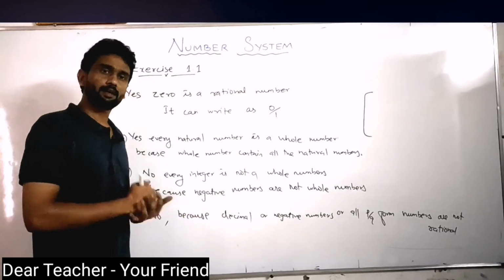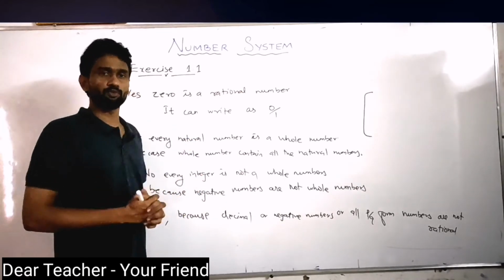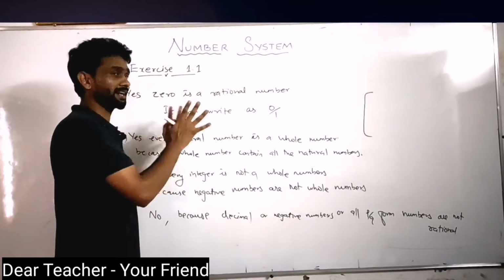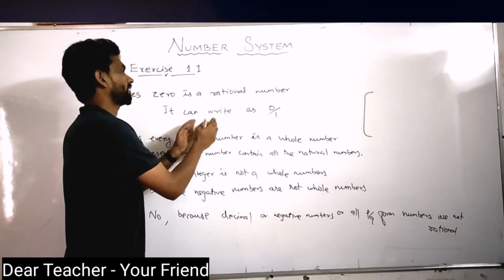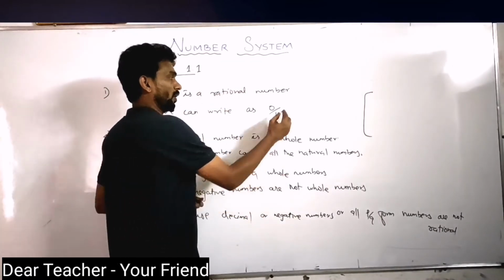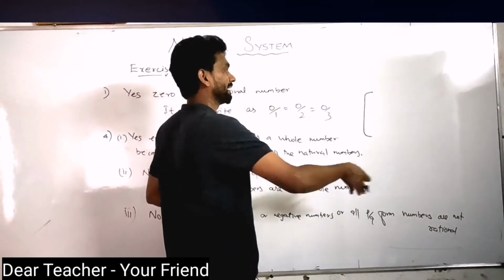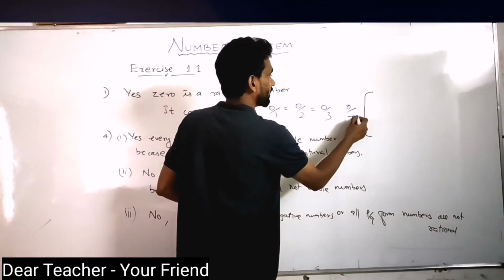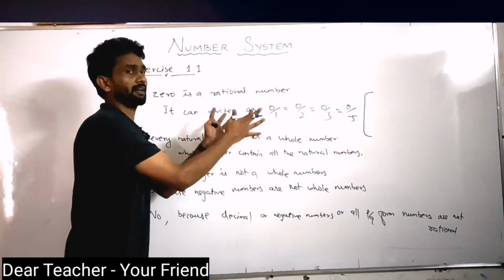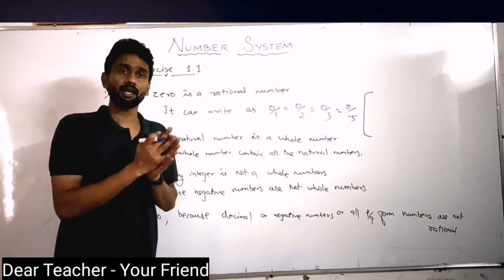Is 0 a rational number? Can you write 0 in p by q form? Yes, 0 is a rational number, and 0 we can write as 0 by 1 or 0 by 2 or 0 by 3 or 0 by any negative number, 0 by minus 5, anything we can write. Okay, this we can rewrite in the form of p by q.